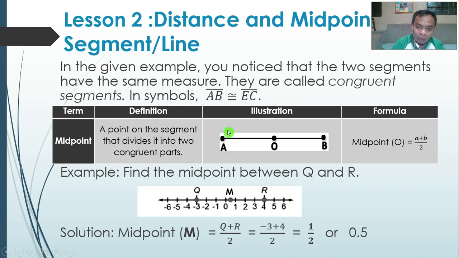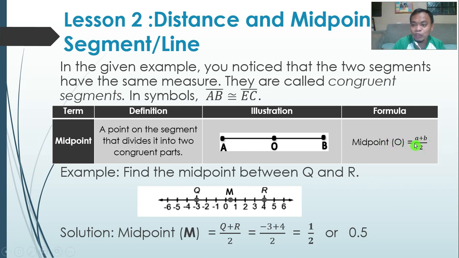If we have segment AB, tapos si point O is our midpoint, ibig sabihin, andyan po sa gitna. So ibig sabihin, na-divide po yung ating segment AB into two equal or congruent parts because the distance of A to O is the same as the distance from O to B. Kasi midpoint, sa gitna po siya. So kung ano yung distansya galing sa kabilang side papunta sa gitna, ganun din from the center going to the other side.